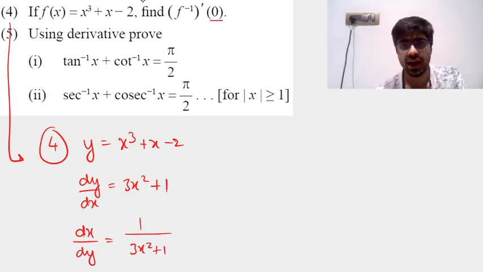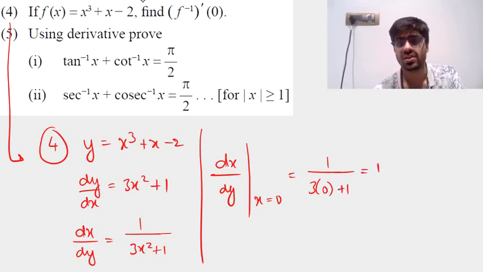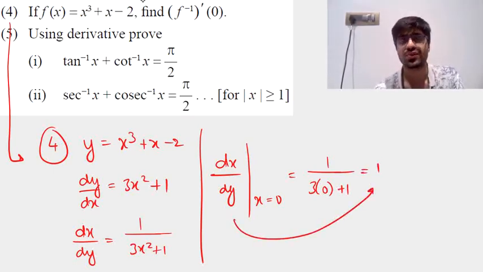And because you need that value at x equal to 0, you put x equal to 0 in this, and you have dx by dy at x equal to 0 as 1 upon 3 into 0 plus 1, which is simply equal to 1 upon 1, and that is equal to 1. So 1 is the right answer for the fourth question.